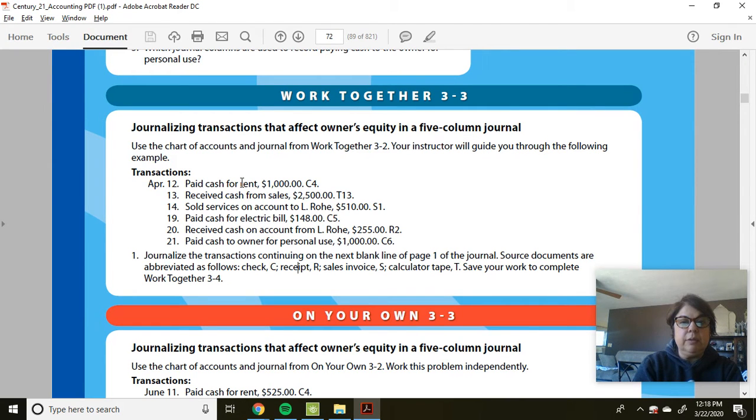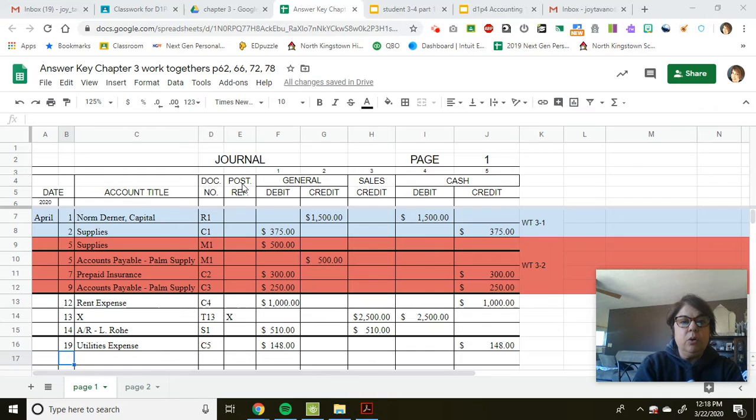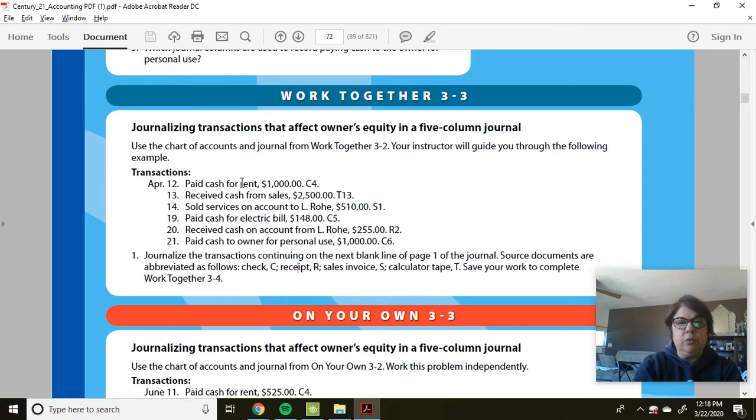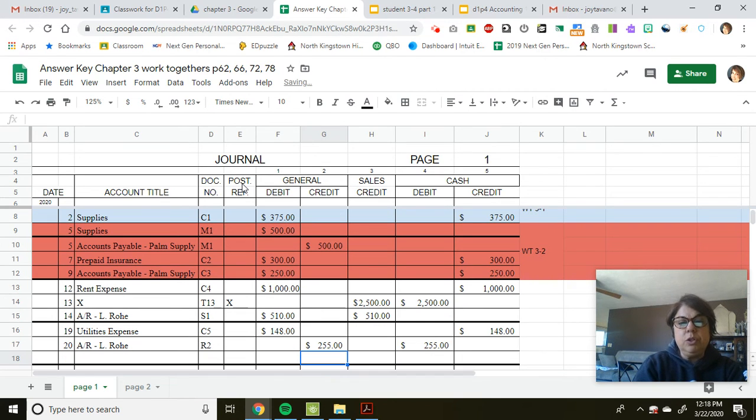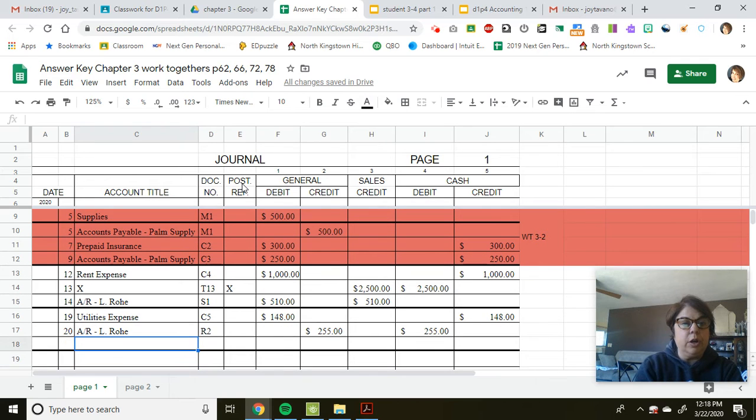On the 20th, I received cash on account from El Rohi with receipt number 2. So as soon as I start to type accounts receivable, it should pop up. It's receipt number 2. Hopefully that's an indication that you're going to have a cash debit because when you receive cash, it's always a cash debit of $255. So halfway accounting tells me that it must be a general credit. There was no sale at that time. El Rohi's paying us for a sale that already occurred.